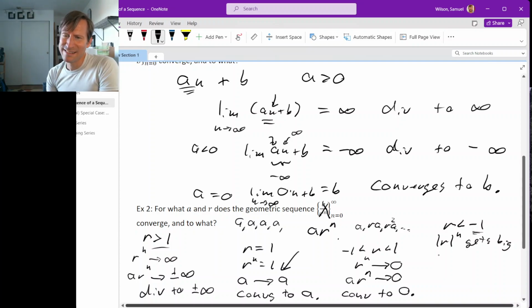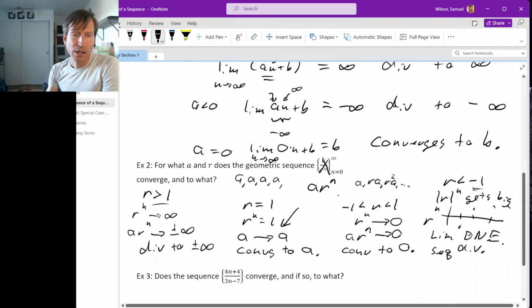So r to the n, if we looked at a graph of it at integers, it's going to be jumping up and down and up and down, but because r is less than -1, these jumps are going to be increasing in size. So this limit just doesn't exist. So this time the limit doesn't exist. And so the geometric sequence in this case diverges.